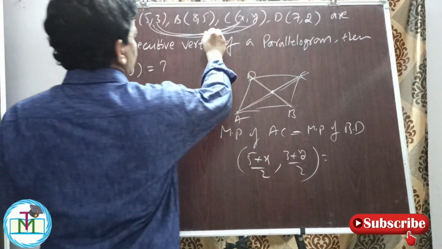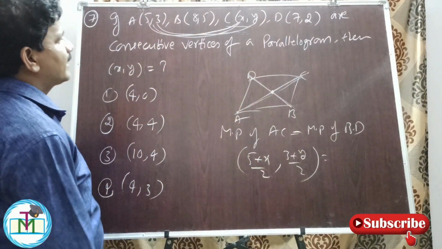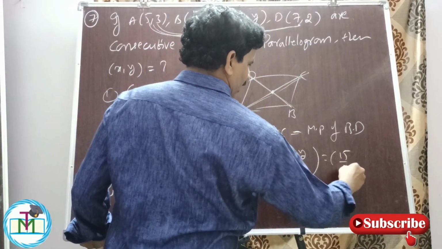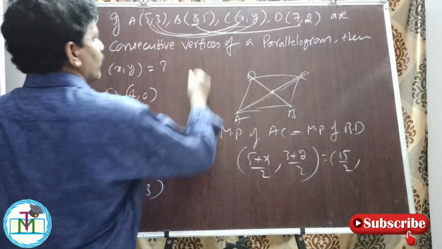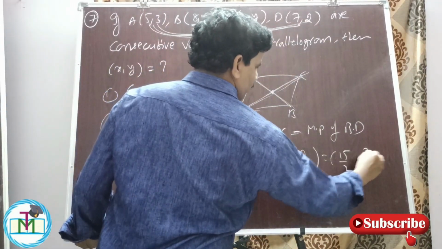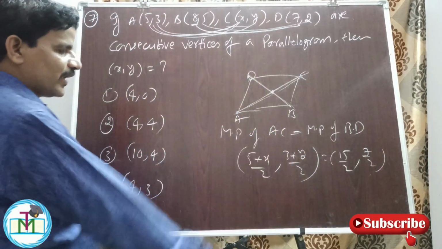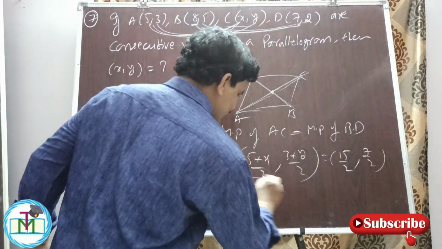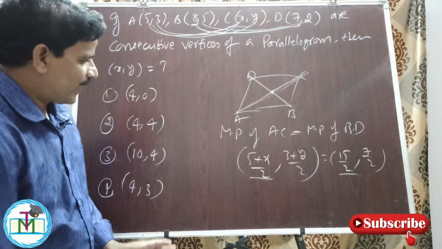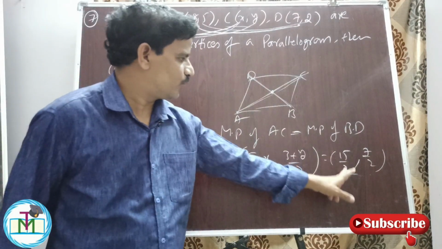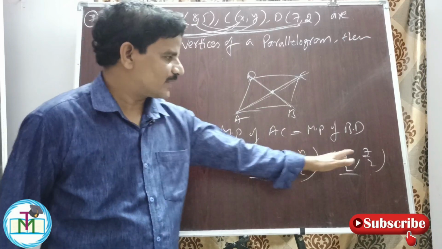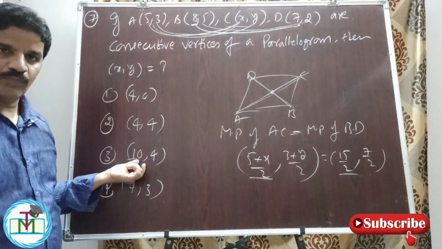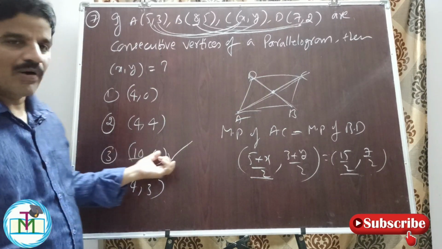Now for these two I have to calculate. Again (x1 plus x2) by 2 means 8 plus 7, 15, so 15 by 2, comma (y1 plus y2) by 2, like 5 plus 2, 7, 7 by 2. So here we have to equate and calculate the values. When I equate the x coordinates on both sides, 2 cancels, I have 15. When 5 goes to that side, 15 minus 5, x is equal to 10. Where is 10 as the x coordinate? Option 3. Option 3, (10, 4), is the right answer.